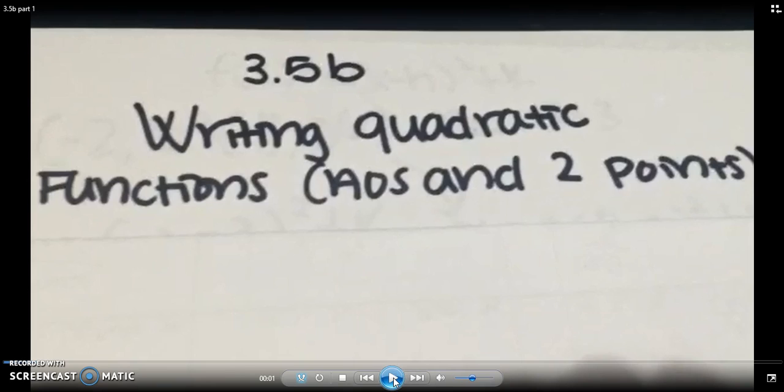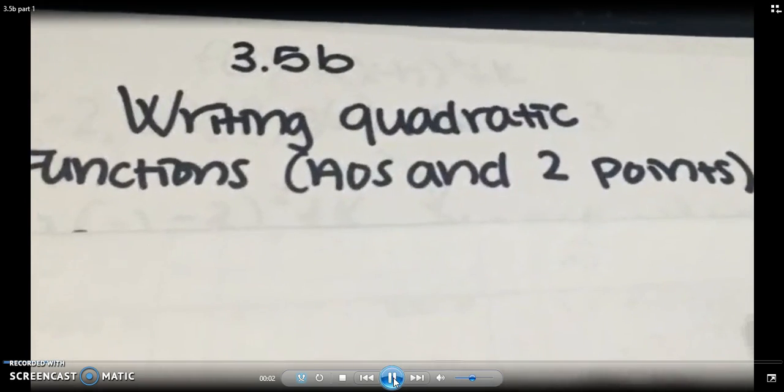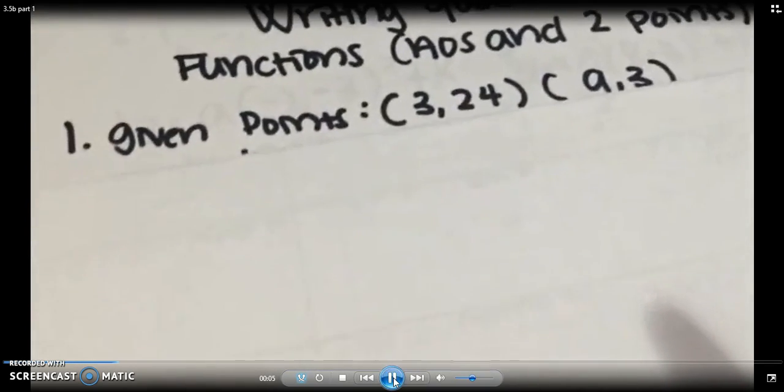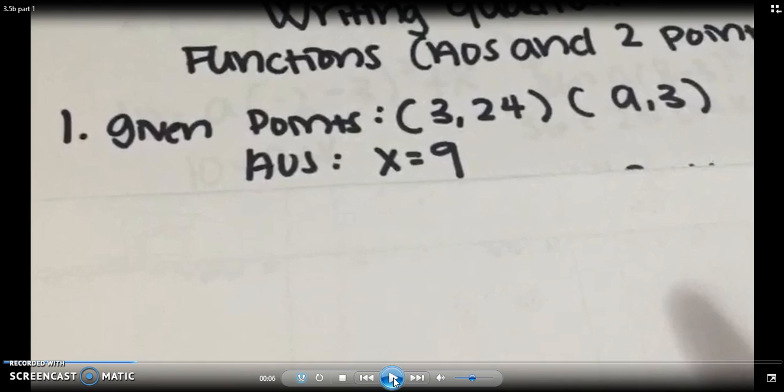Today I will be teaching you guys how to write quadratic functions with the AOS and 2 given points. So for my first problem, my 2 given points are (3, 24) and (9, 3), and my AOS is x equals 9.